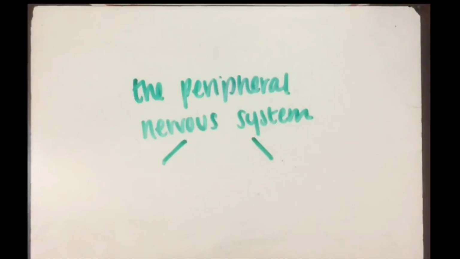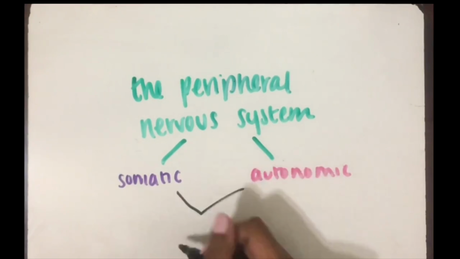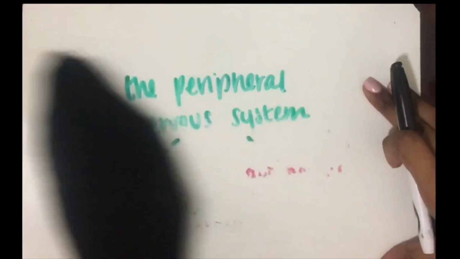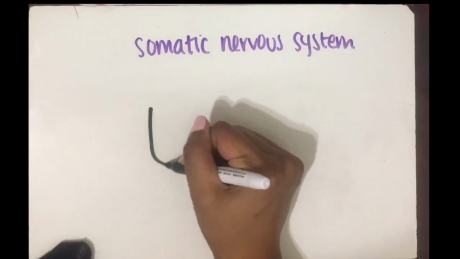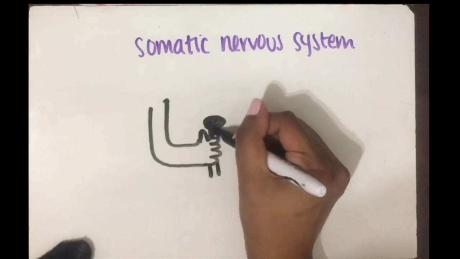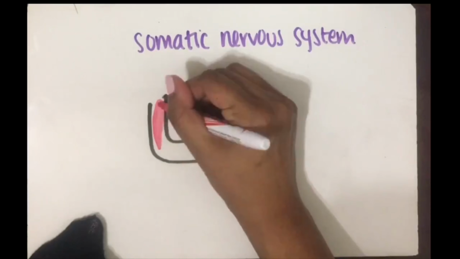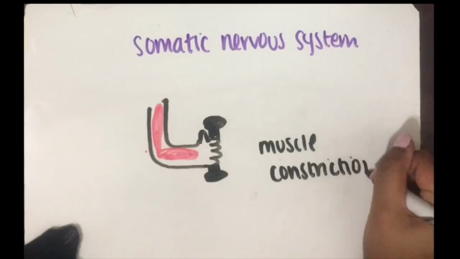The peripheral nervous system has two parts to it, the somatic nervous system and the autonomic nervous system. These two parts work together to maintain homeostasis. The somatic nervous system carries signals to and from the skeletal muscle, mainly in response to external stimuli. It is subject to conscious control. These are things like muscle contractions and reflexes.